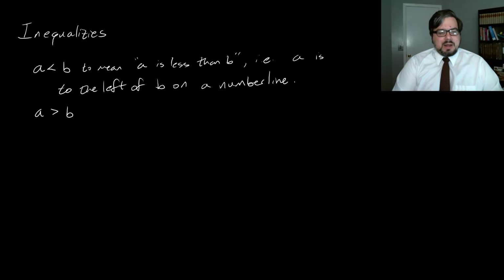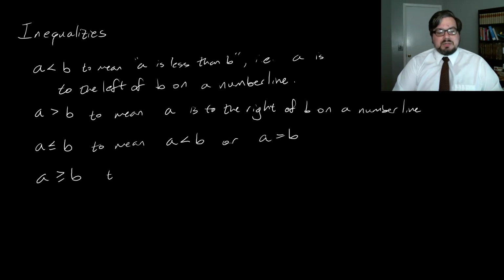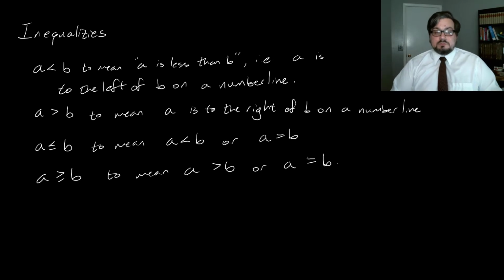We'll say that A is greater than B to mean that A is to the right of B on a number line. And we'll say that A is less than or equal to B to mean that one of two things is true: that A is less than B or A is equal to B. And A is greater than or equal to B to mean that A is greater than B or A is equal to B.